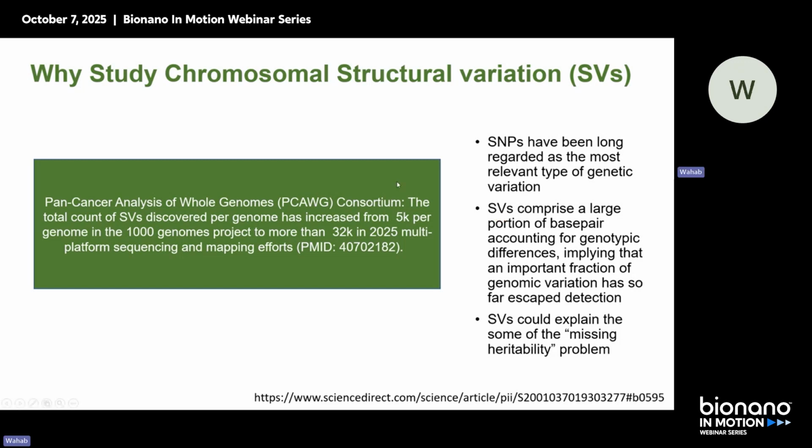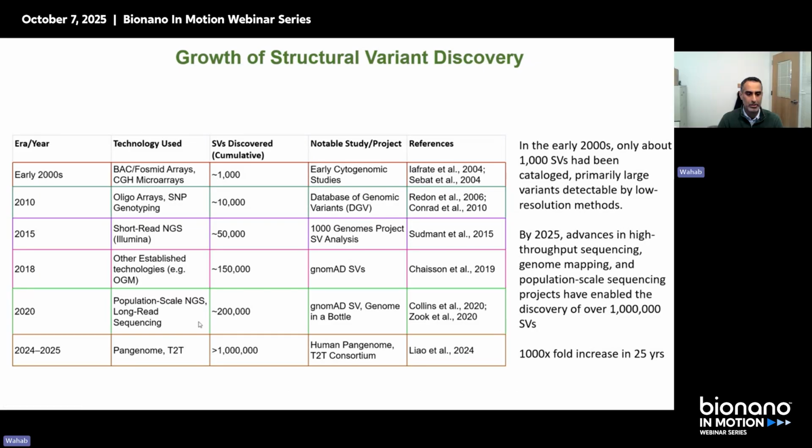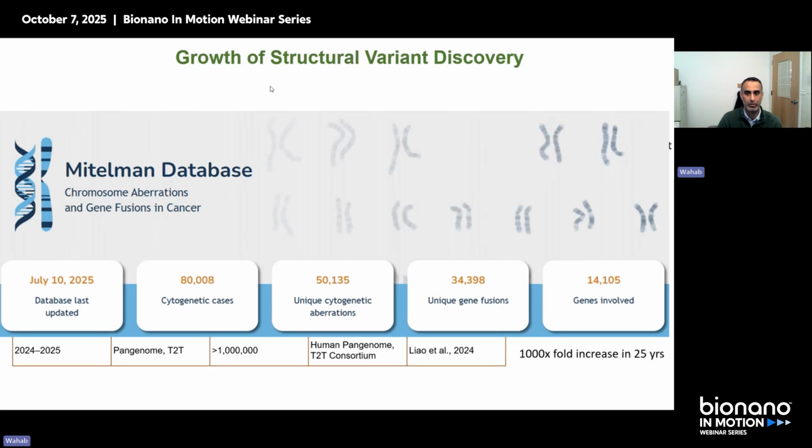And if you look at the growth of structural variants from the early 2000s up until present day, we've seen that, with BAC arrays, oligo arrays, short read sequencing, and then population-level large NGS and long read sequencing, this variation has increased 1,000-fold in the last 25 years. If you look at the growth of structural variants across different databases, that has also increased, and those are being captured in various different formats, the Mitelman database being one of them.